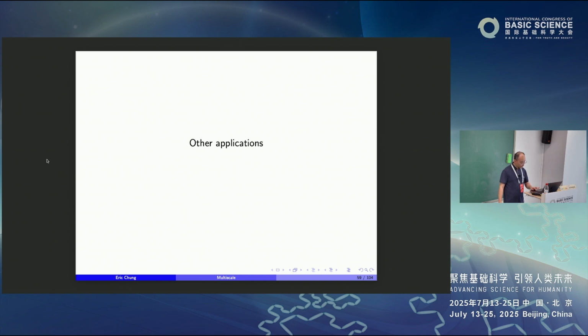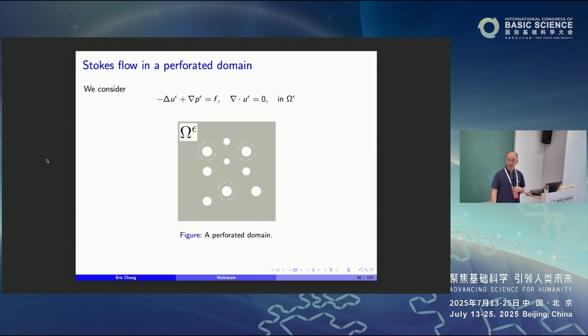Now, next, maybe I also show a few other equations. The first one is this Stokes flow in perforated domains. Again, this is the equation that consists of velocity u and pressure p, and this is the domain that we consider. We solve this equation outside these white circles. This is the domain outside the white circles. The white circles are not part of the domain.